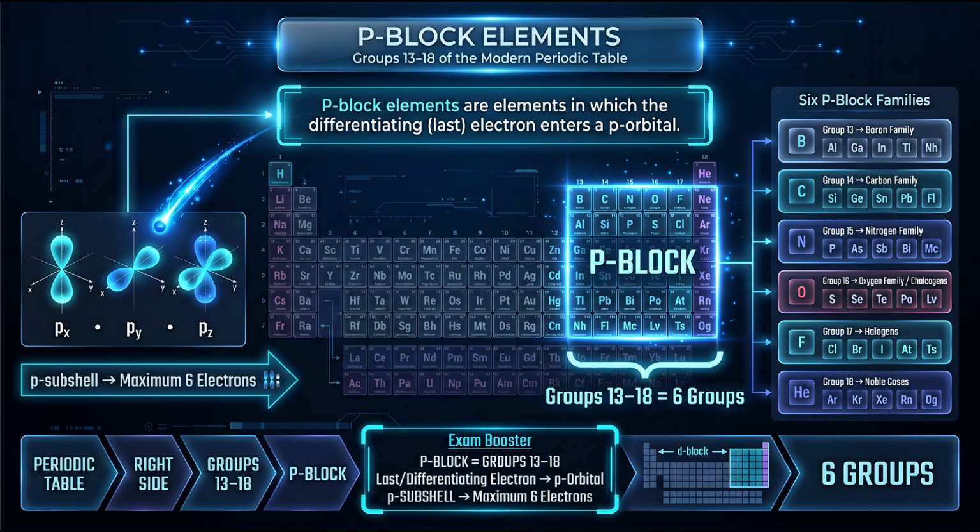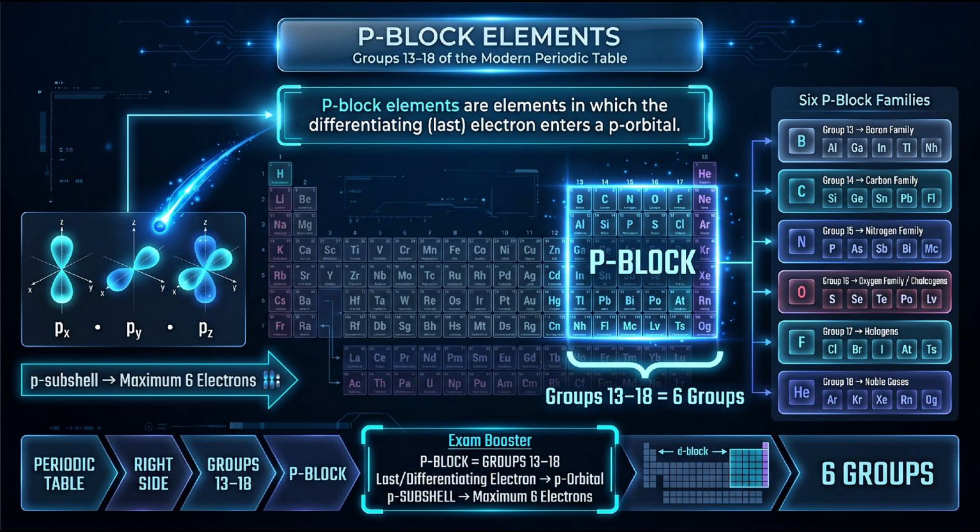Group 16 is called the oxygen family or chalcogen family. Its members are oxygen, sulfur, selenium, tellurium, polonium, and livermorium. Their general valence configuration is ns2, np4. These elements have 6 valence electrons, so they need 2 additional electrons to achieve a stable noble gas-like configuration.